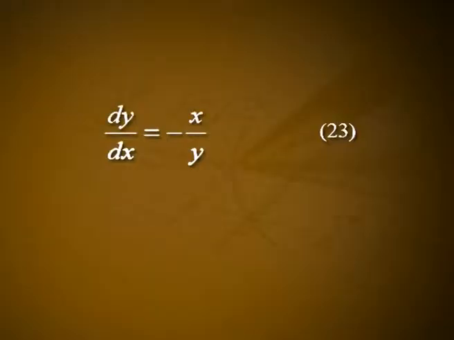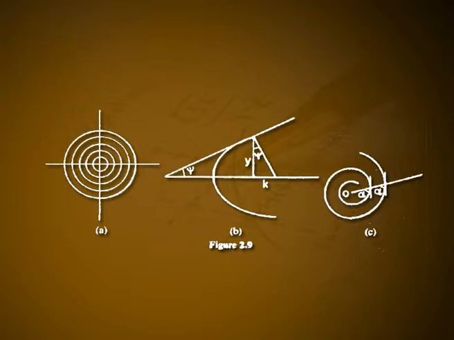The slope of the tangent is dy by dx, and the slope of the line joining the point (x, y) to the origin is y by x. Since these lines are given to be orthogonal, dy by dx is equal to minus x by y. Integrating, we get x square plus y square is equal to a square, which represents a family of concentric circles.